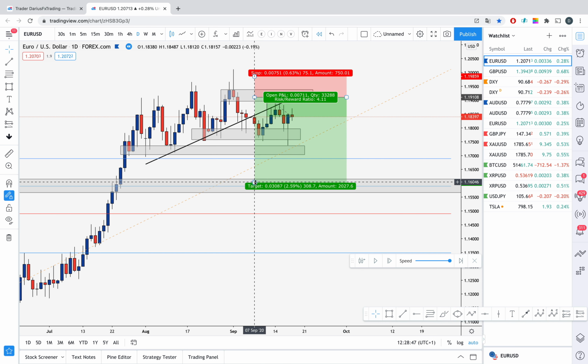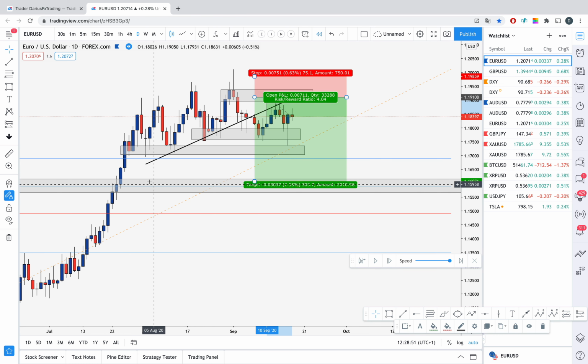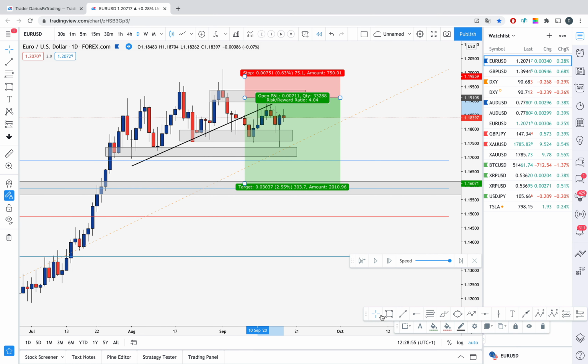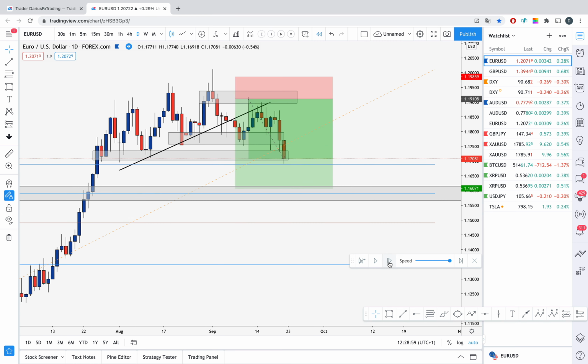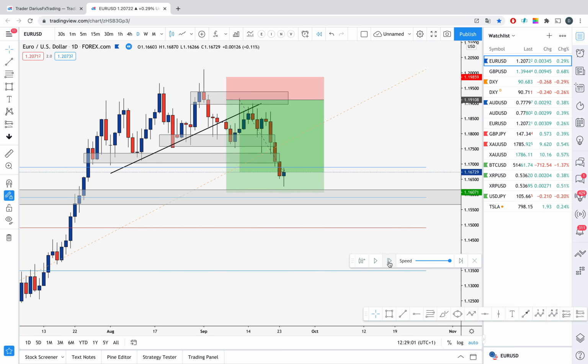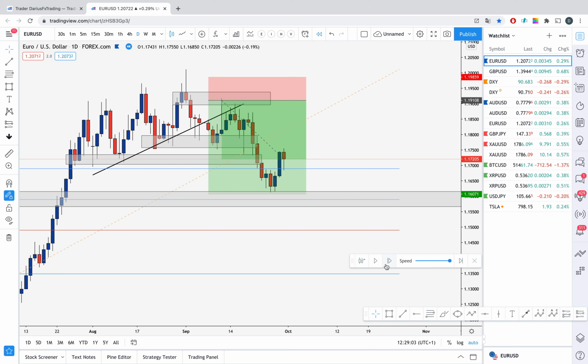So let's see, it sometimes only needs to tap into that level. You can also see here that's a level of demand also on the daily time frame on the Euro USD. That's also a clean, fresh level. So let's see if this trade will play out. Movement to the downside, as you can see, pretty nice. Boom. And that was it. That was your close. You should have closed your trade.